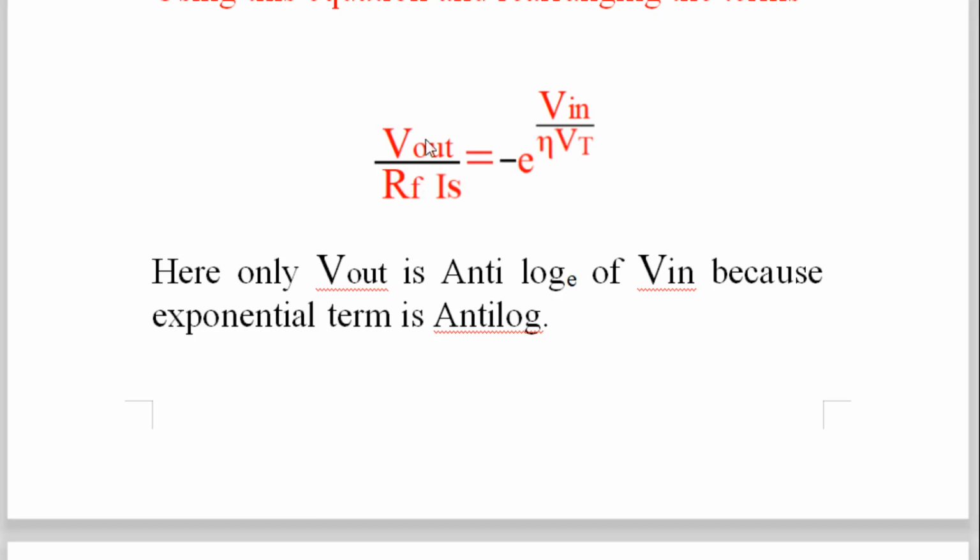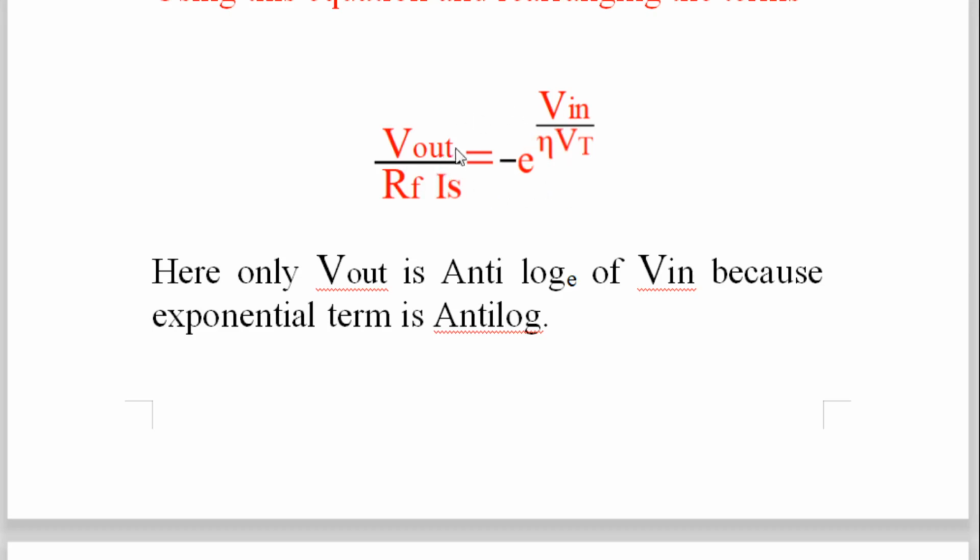And here, after this, you take the natural log on the left hand side and natural log on the right hand side. What do you mean by natural log? Natural log means log to the base e, because you want the equation such that V out is proportional to antilog of V in.